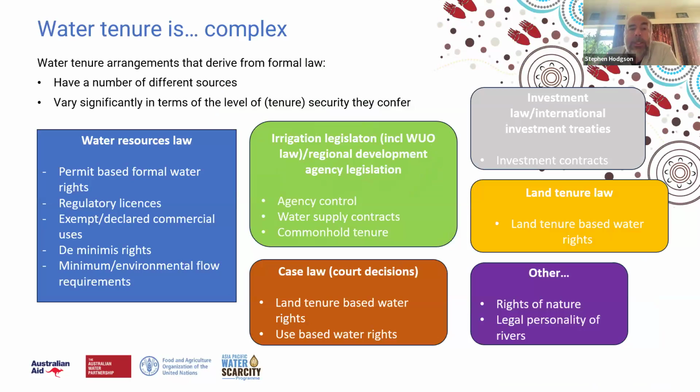So a key point to note is that water tenure is complex. Many types of water relationships derive from formal law, from a number of different sources. For example, a lot of water tenure relationships may derive from a water resources law, such as permit-based formal water rights, exempt small-scale uses, and so on. Other rights derive from irrigation legislation. Other arrangements derive from case law, particularly in common law countries, from investment law, from international investment treaties, from land tenure law, and other sources which are not included here, such as, for example, the legal personality of rivers, which is an emerging type of tenure arrangement.